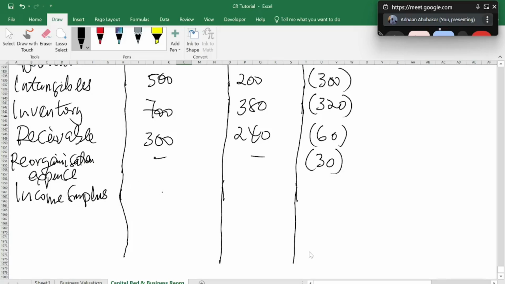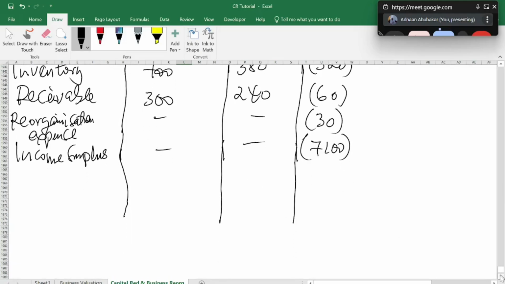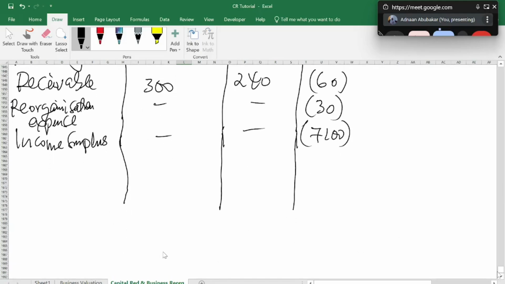Now, income surplus, I told you that one too will be written off. How much is it? Income surplus is 7,100. Okay, so that is the amount, 7,100. All right. So when you are done, what again? I think that is all.